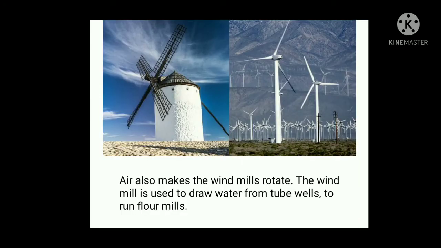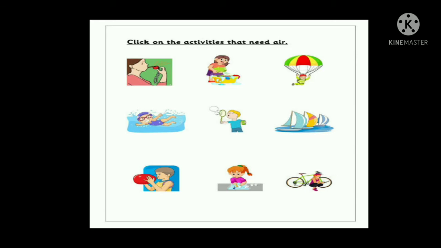Air also makes the windmills rotate. The windmill is used to draw water from tube wells to run flour mills. So it is an alternative source of energy. It's a very interesting activity, children. Please identify the activities that need air. Do you need air to blow a whistle? Do you need air to fly in a parachute? Please check your knowledge by this activity.